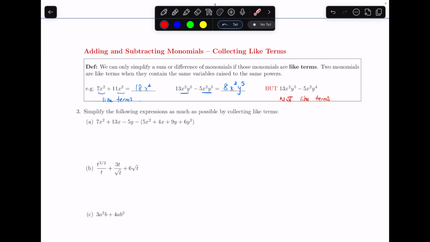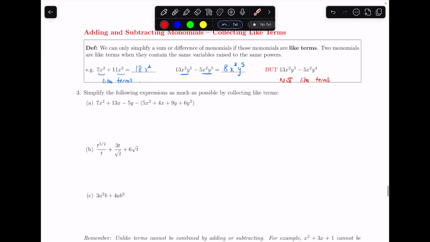Okay, let's do some more practice. Let's simplify the following expressions by collecting like terms. So I have this whole thing minus this whole thing in parentheses. If I have this minus in front of the parentheses, I can distribute that negative. That'll give me negative 5x squared minus 4x minus 9y, and then minus 6y squared.